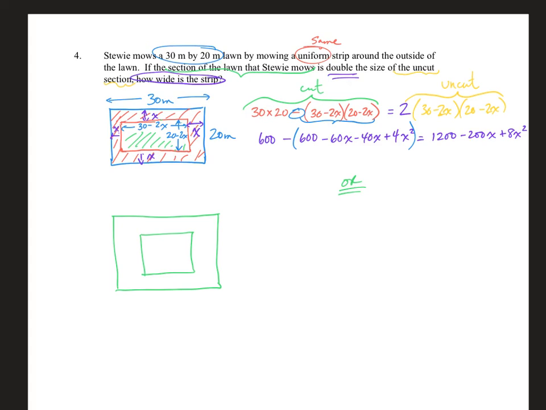That you can use proportions to simplify the equation you build. Okay, how can we do that? Well, let's take the problem in and of itself. It says that the section of the lawn that Stewie mows, the red section, is supposed to be double the uncut section. And the uncut section will be the blue section. So the portion that is mowed is double the portion that is not. So the red is double the size of the blue.